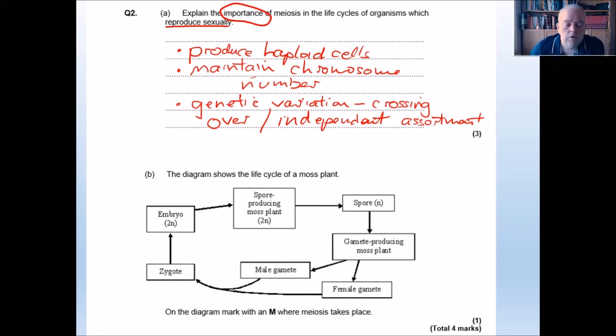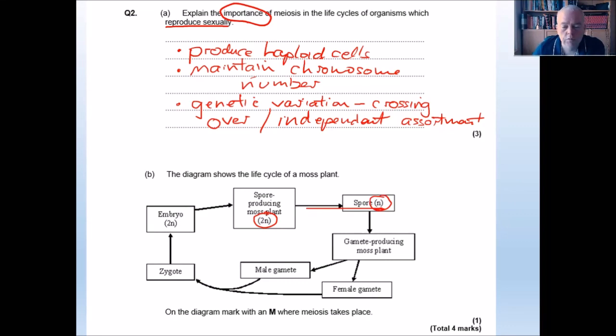Here's that example of applying what you know to something you're unfamiliar with. We're looking at the life cycle of a moss plant. We can follow through what the process is. We've got an embryo here that is diploid. It's going to produce a spore-producing moss plant, a multicellular diploid plant that can produce spores that have N. The key thing to look for here is I've got N, and I've got 2N. So I'm going from 2N to N.